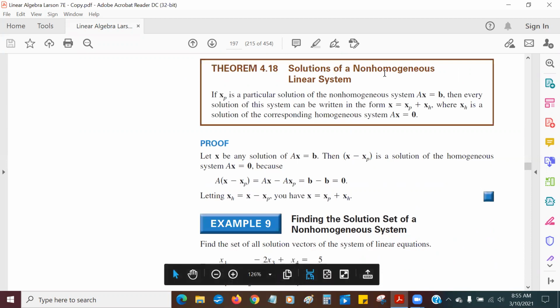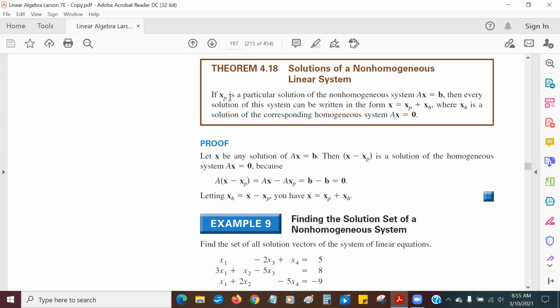The solutions of a non-homogeneous linear system: if xp is a particular solution of the non-homogeneous system of equations, then every solution of the system can be written in the form x equals xp plus xh. And what is xh? xh is the solution of the corresponding homogeneous system Ax equals 0.